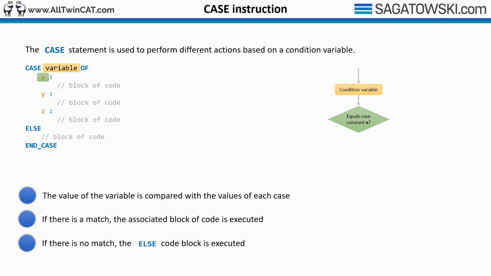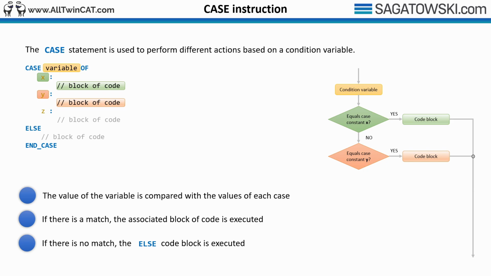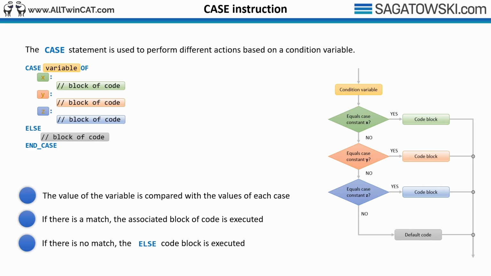Next, we check whether the variable has the constant value x. So if the variable was an int, this could be a check of any number, say 42. If the value of the variable equals x, then we execute the code block of x. If not, we check if the variable equals the value y. If it does, we execute the code block of y. If not, we check the next constant value, in this case z. Again, if the variable we are checking matches the value z, we execute the code block of z. If not, we execute the default code, which is everything in the else instruction.